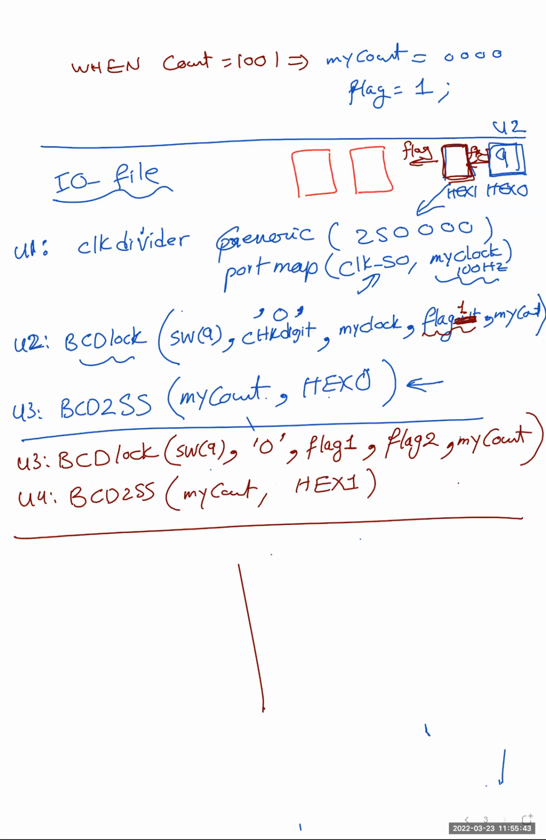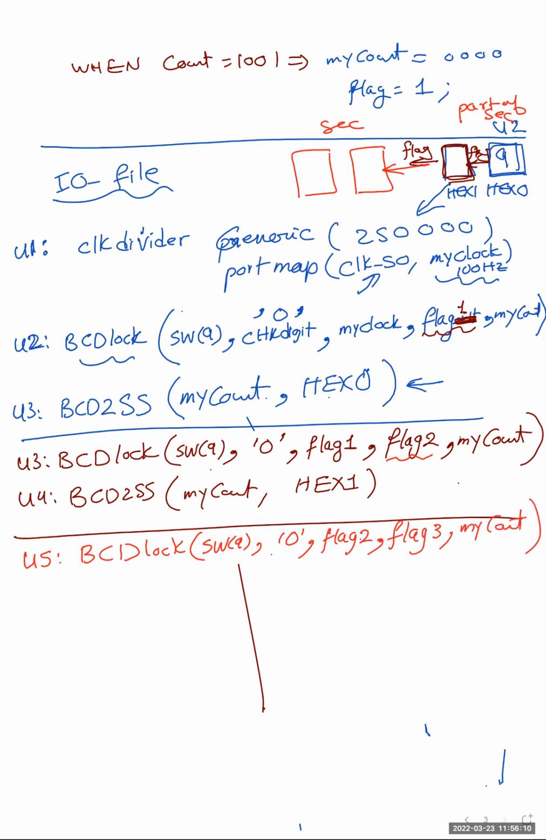These are for the part of the seconds. Again, you have a flag that's coming in. So for U5, I'm going to say BCD lock. Again, my switch 9 is my enable, and I need my check digit to be 0. Now the input here is going to be flag 2, because that's my clock, and I'm going to output a flag 3. And again, I'm going to be counting. The same thing goes for the BCD to 7 segment.